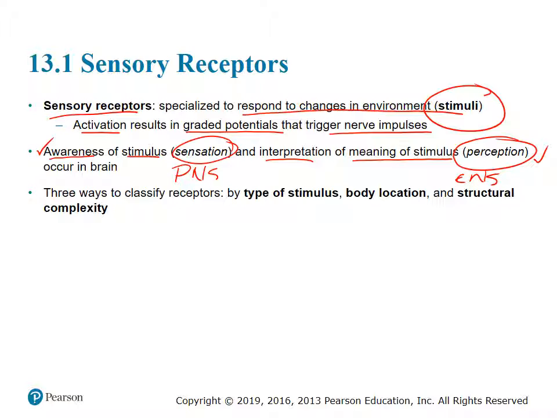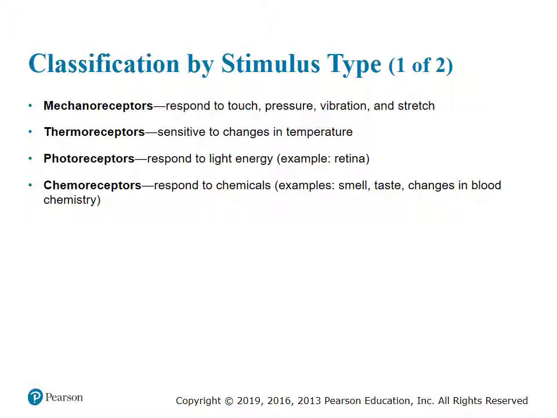And again, just to throw the theme out again, sensory integration and then motor responses occur as part of the nervous system. So we're going to look at receptors and types of receptors. You always have to keep in mind that the types of receptors are classified based on the type of stimulation, where they're located in the body, and the structure of the stimulus. So we're on the sensory side.